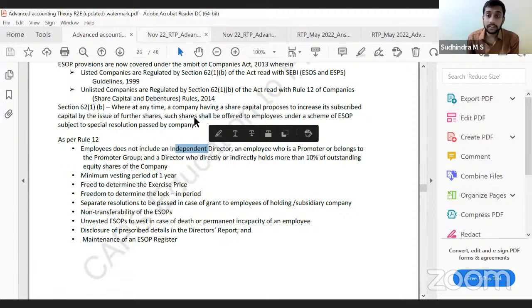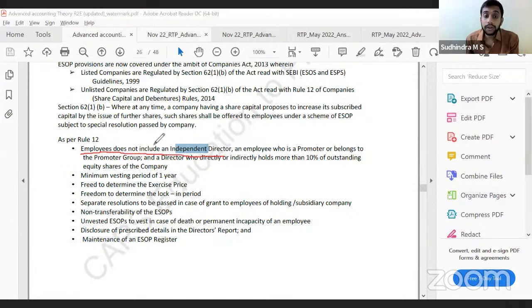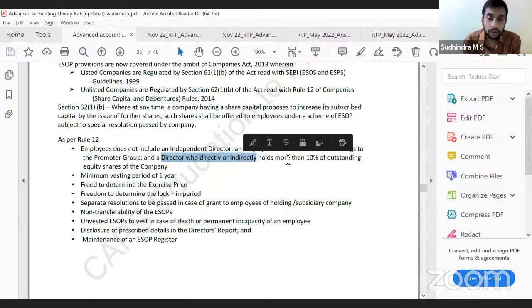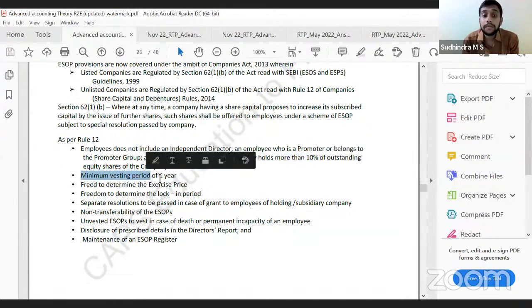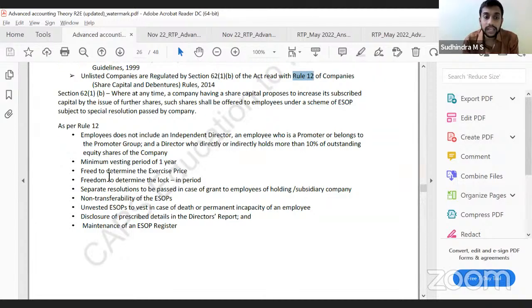Employees does not include independent directors. Again, we will discuss this in detail in CA final company law. Right? So independent directors are not eligible for ESOPs. Also excluded is an employee who is a promoter or belongs to the promoter group, and a director who directly or indirectly holds more than 10% of the outstanding equity shares. What is the minimum vesting period? Minimum vesting period should be 1 year as per the rules.